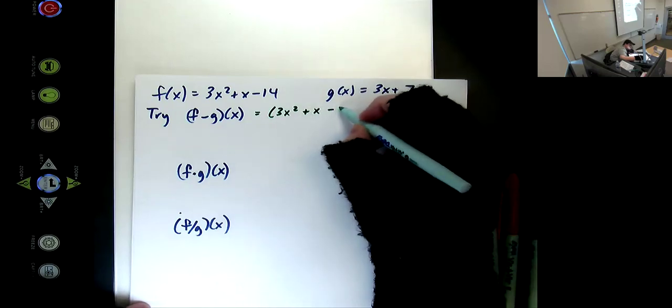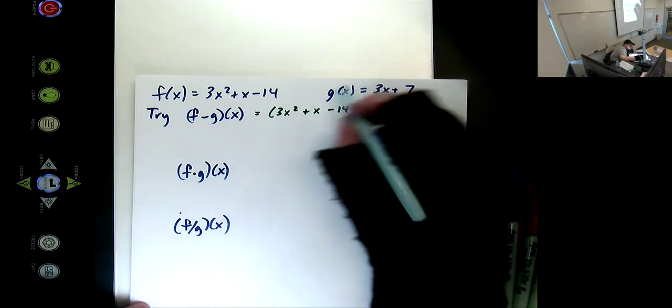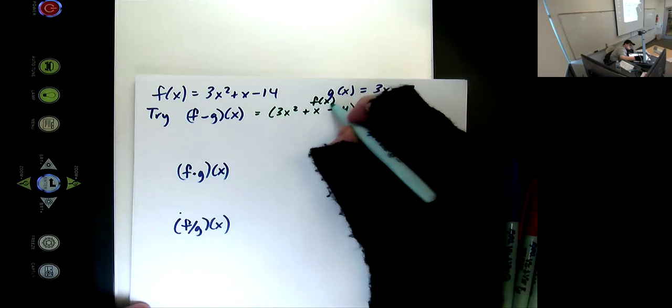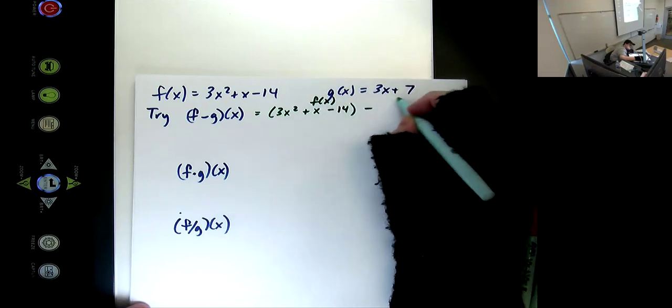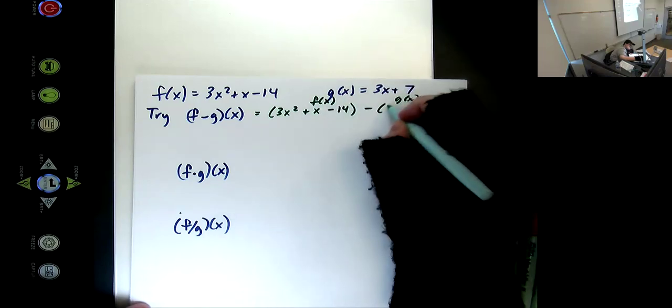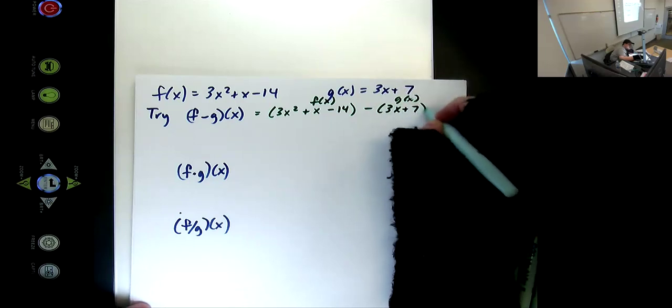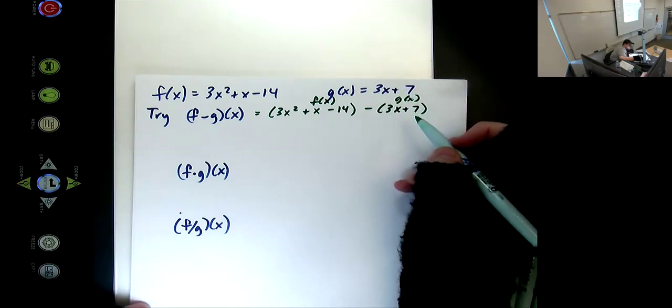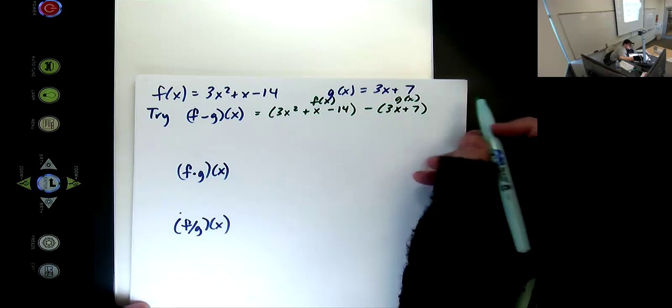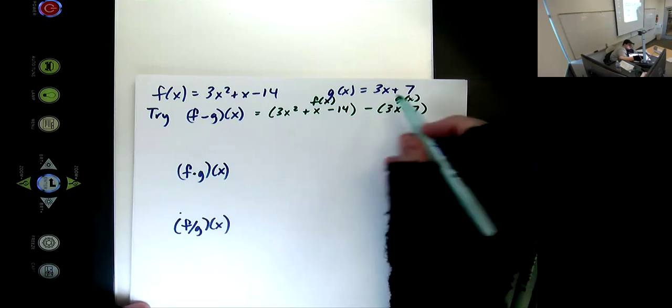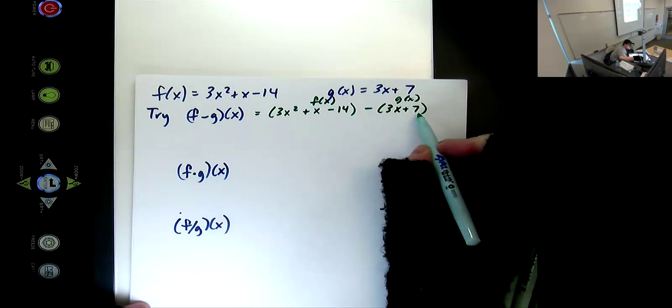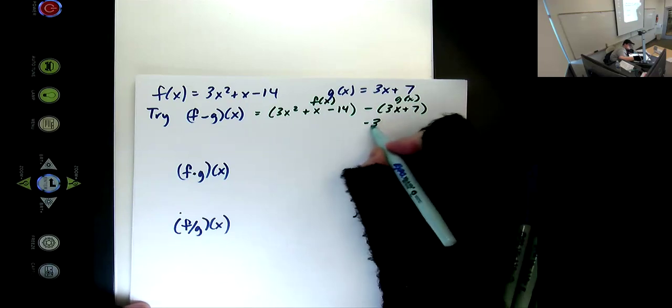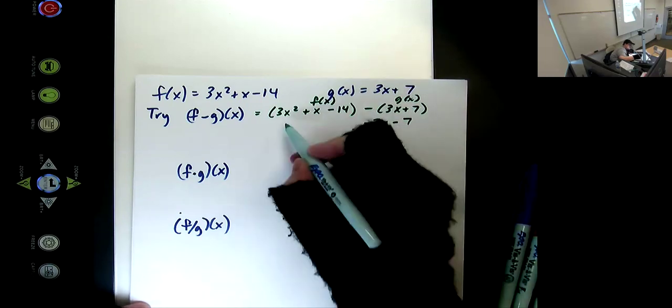So we do the -1. That's my f, and I'm going to subtract my g. You have to use the parentheses. Well, if you don't, there's a good chance you're going to mess up the next step, because the negative does have to hit both of those. That needs to turn into a -3x minus 7.